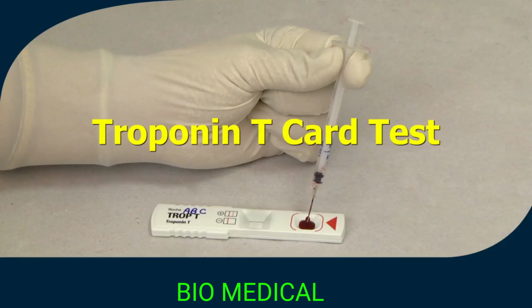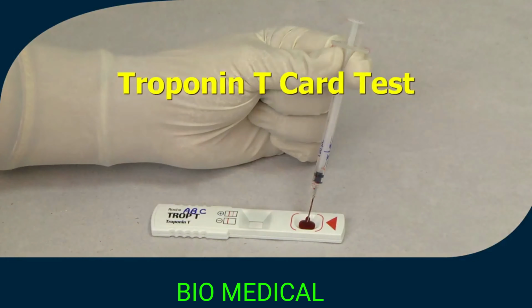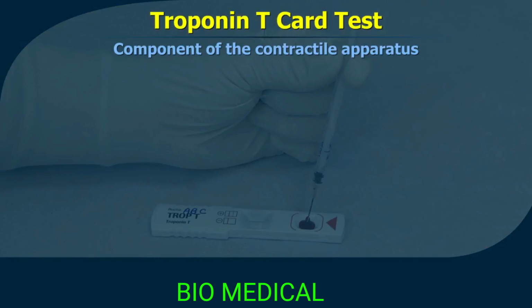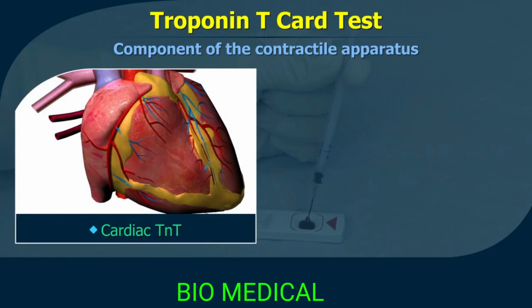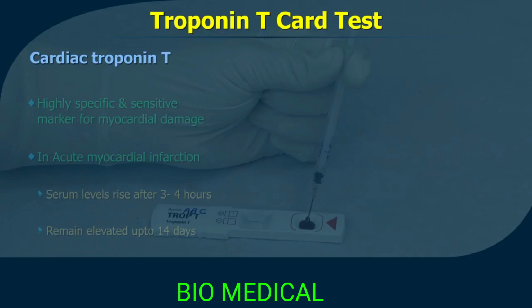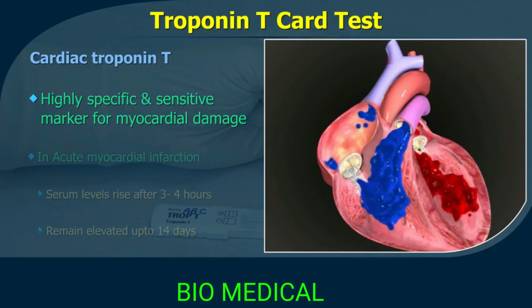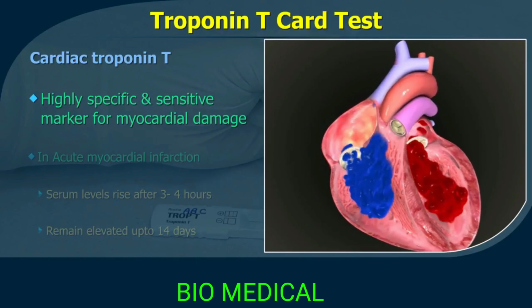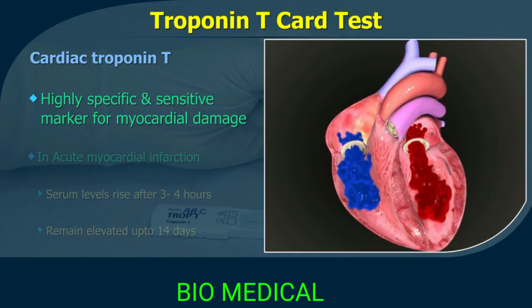Troponin T card test. Troponin T, or TnT, is a component of the contractile apparatus of the striated musculature. There are two types of troponin T: cardiac troponin T, which originates exclusively from the myocardium, and skeletal muscle troponin T, originating from skeletal muscles. Cardiac troponin T is highly specific to the myocardium and a sensitive marker for myocardial damage.